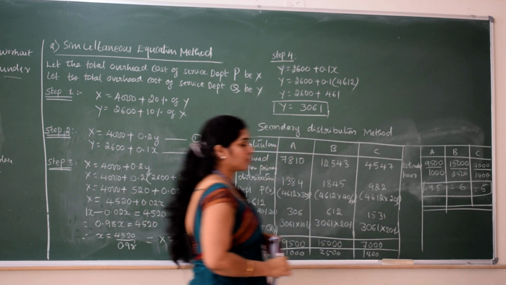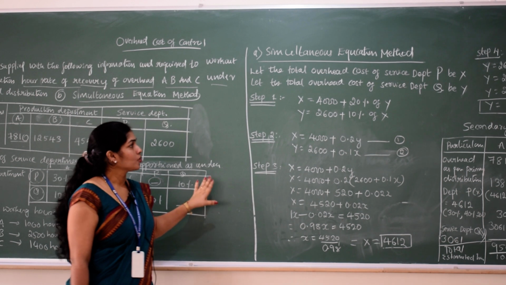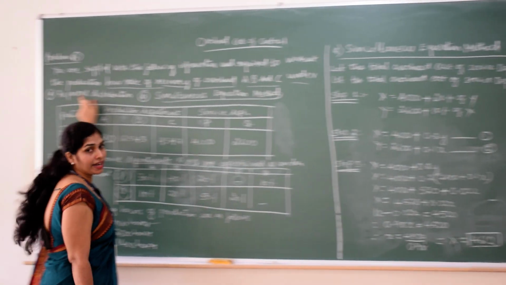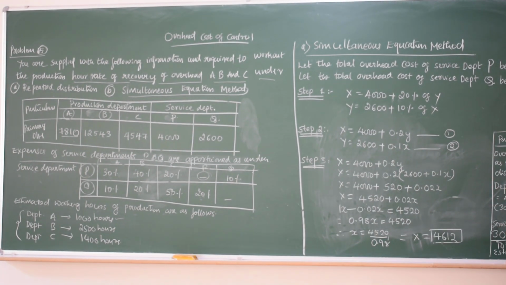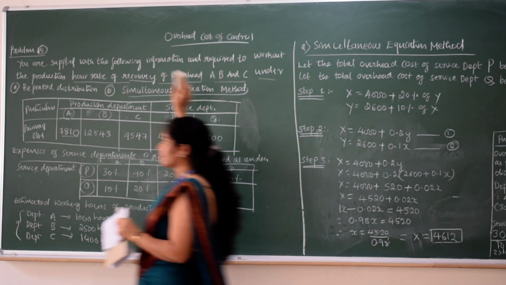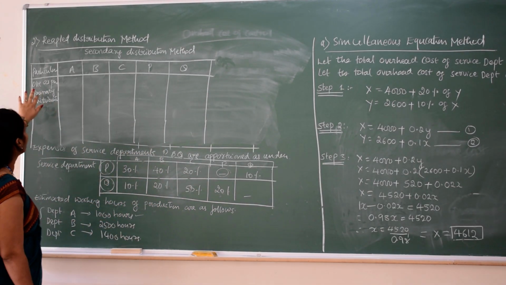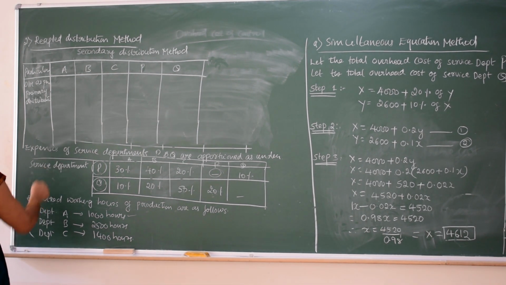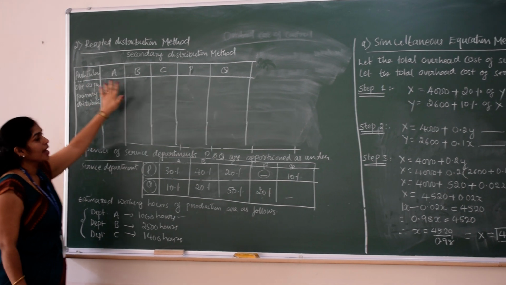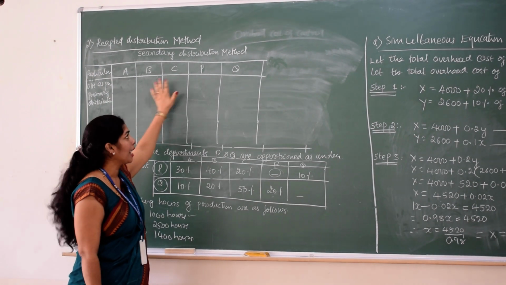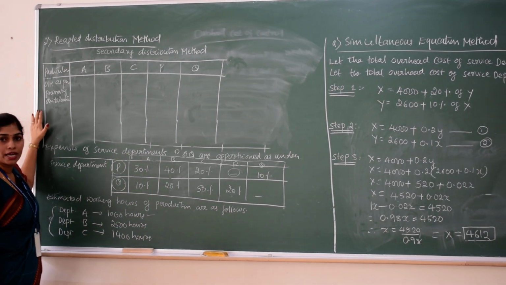Is it clear? So this is for the simultaneous equation method. Next I will take the repeated distribution method. So the second method, the repeated distribution method. This is the format: particulars A, B, C are the production departments, and P and Q are the service departments.